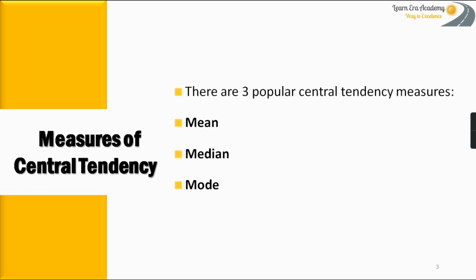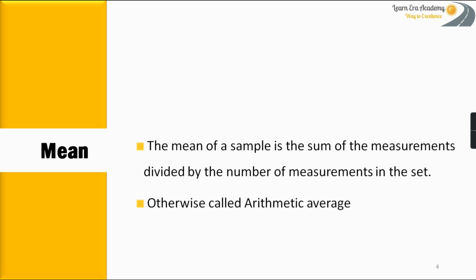In statistics, a central tendency is a central value for a probability distribution. There are three popular central tendency measures. They are mean, median, and mode. Now we can see them one by one. What is mean? The mean of a sample is the sum of the measurements divided by the number of measurements in the set. It's also called the arithmetic average.